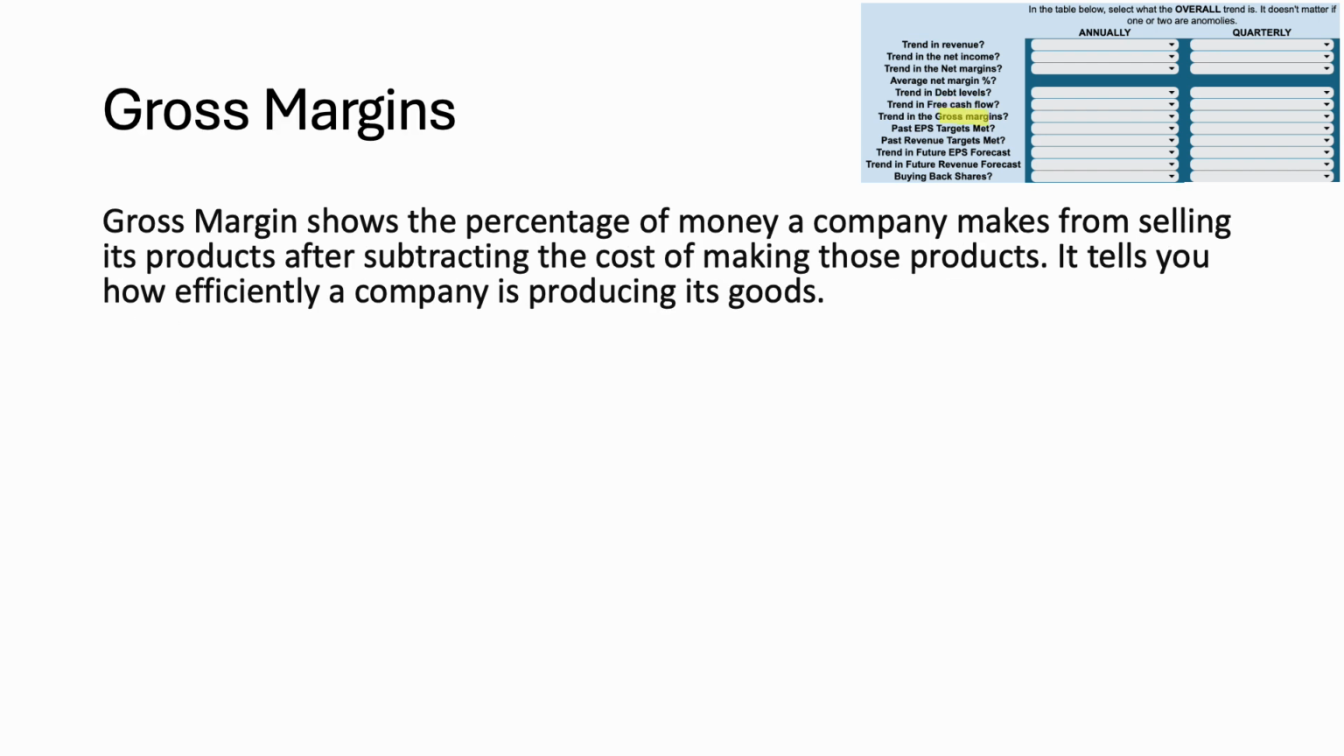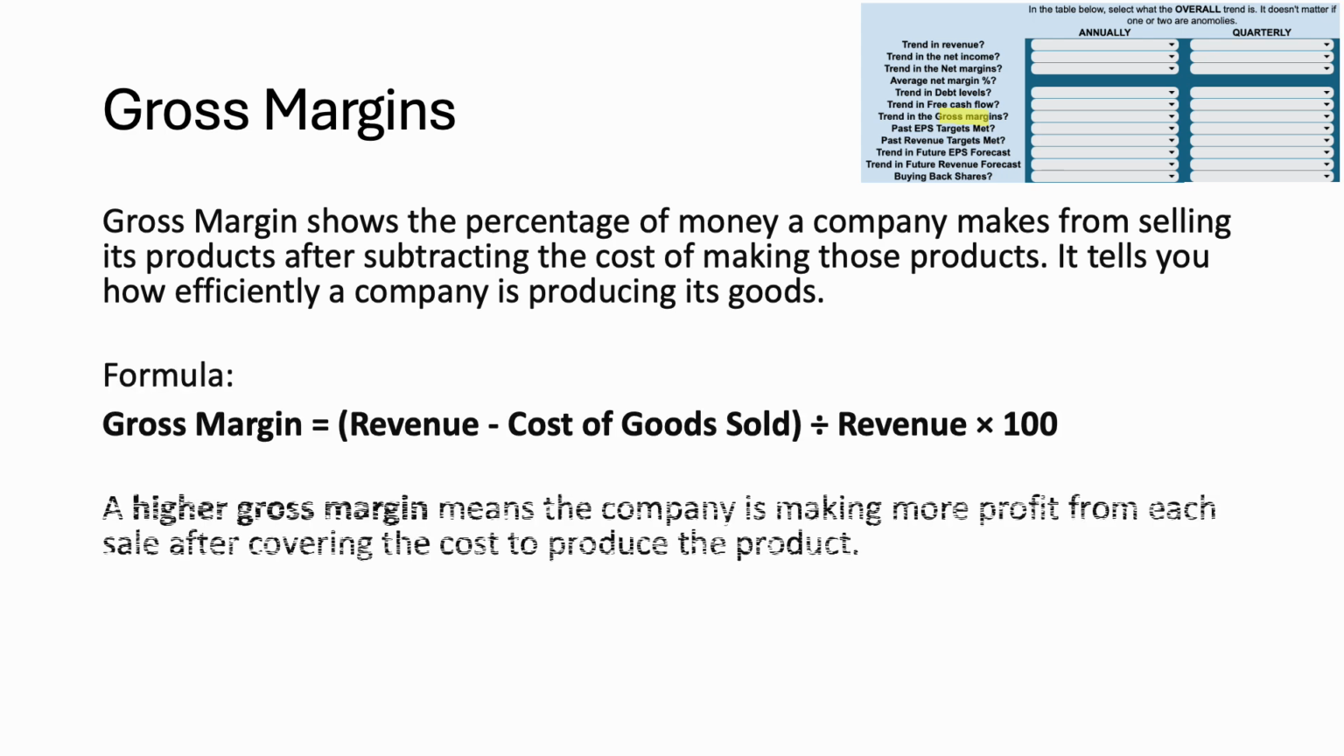So the next thing is your gross margins. So similarly to net margins, the only difference is with gross margins, this is before some of those operating expenses. So net margins would be more important than gross margins, but it's important to look at both of them.